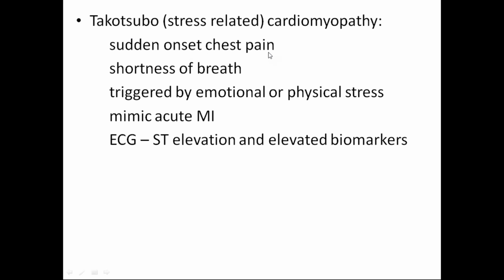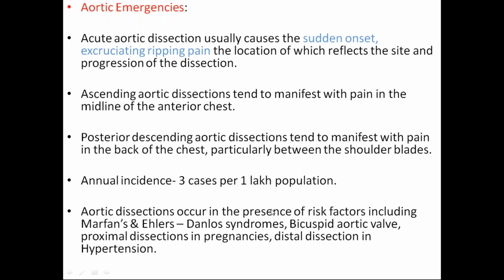Takotsubo cardiomyopathy presents with sudden onset chest pain and shortness of breath, triggered by emotional or physical stress, and mimics acute MI. ECG shows ST elevations and elevated biomarkers. These are all findings we can see in MI, so it is very important to differentiate Takotsubo cardiomyopathy from MI. In coronary angiography, we can easily identify Takotsubo versus MI, as the ECG shows the same ST elevations and elevated biomarkers.